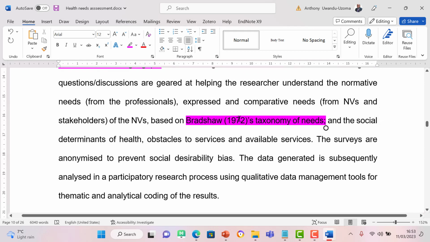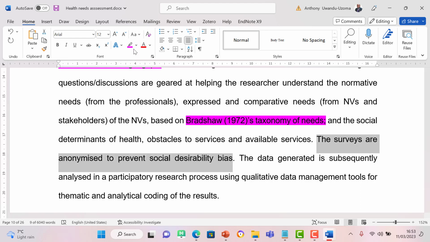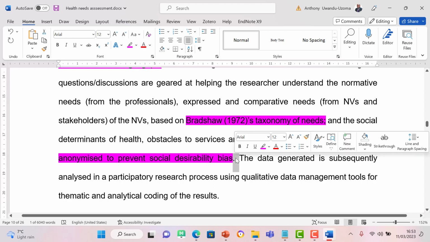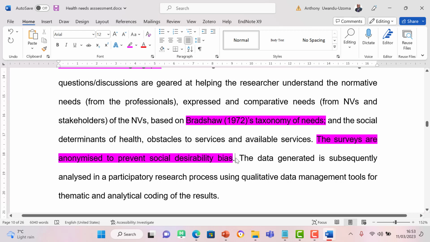Instead of using this, we can also put the table and then refer to it as an appendix. So you can see, when I say critical appraisal of your data sources, surveys are anonymized to prevent social desirability bias. If I'm to mark this, there needs to be a reference here.